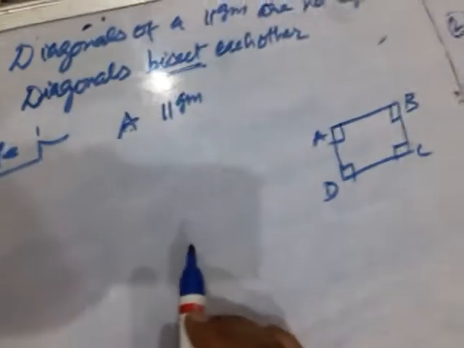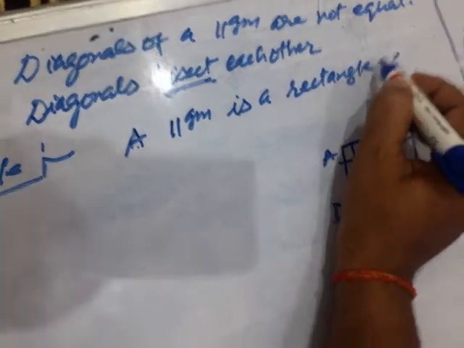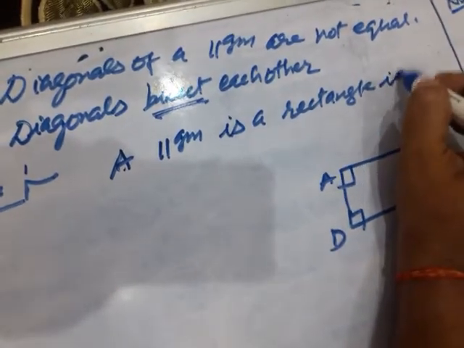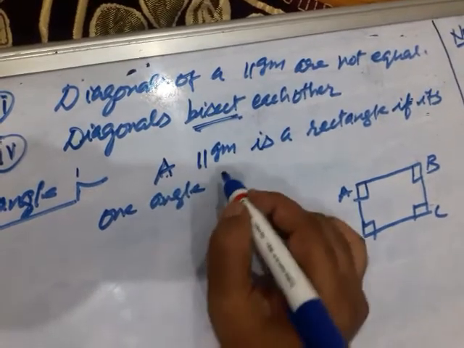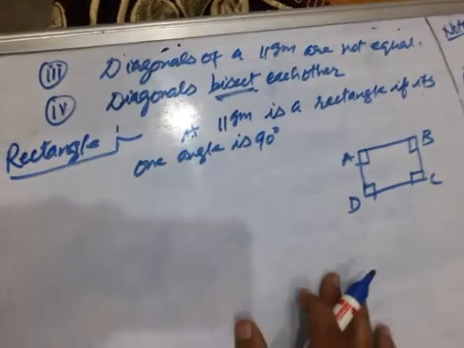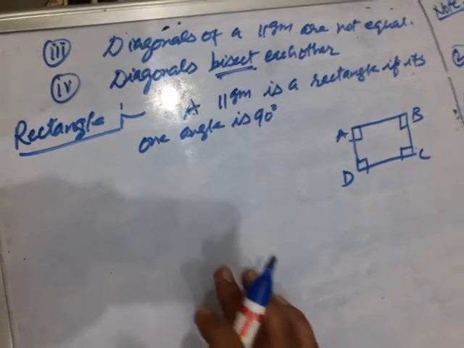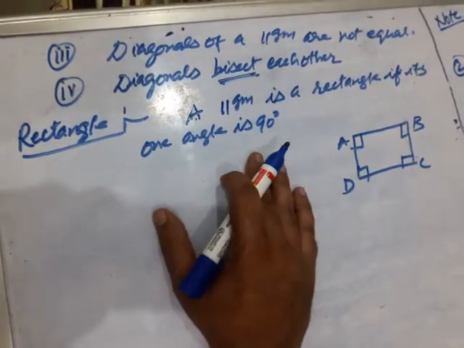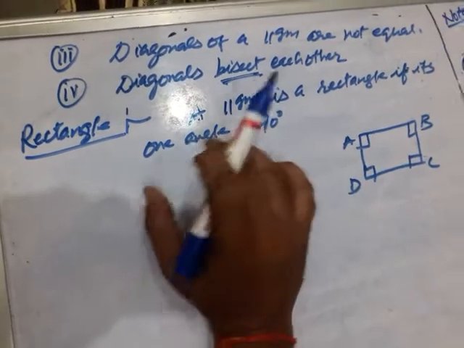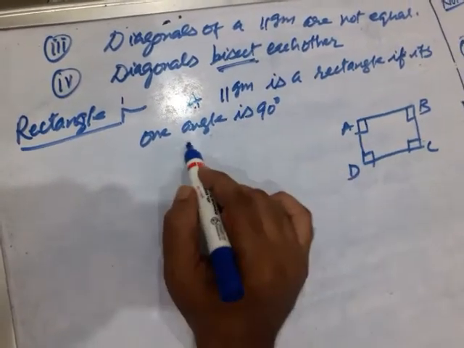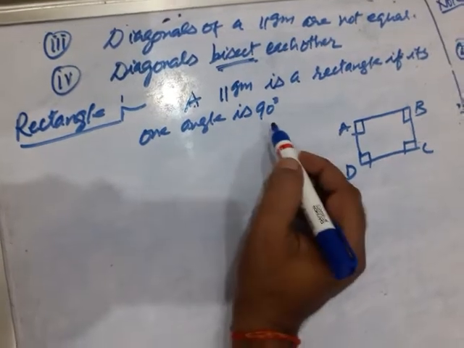So a parallelogram is a rectangle if its one angle is 90 degrees. Actually, children, this is the condition. If we want to prove a parallelogram is a rectangle, then we have to show that at least one angle is 90 degrees. When one angle is 90 degrees, then the remaining angles will also be 90 degrees. This is the official definition of a rectangle. One theorem or example you will also see in this chapter. A parallelogram is a rectangle if its one angle is 90 degrees.